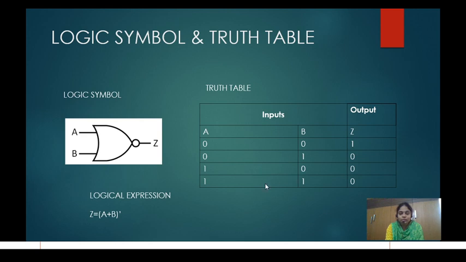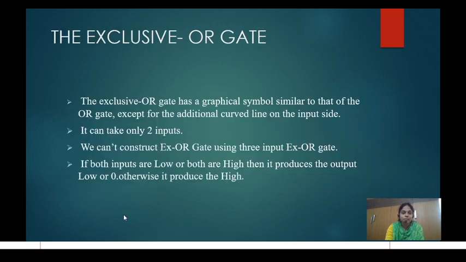The OR gate truth table indicates that the output is high in all the cases except when both the inputs are low. So the NOR is opposite to the OR gate truth table. Except when both the inputs are low, the output will be high. No wait: for NOR, when both the inputs are low the output is high, and in remaining cases the output will be 0. The logical expression is A plus B whole complement.